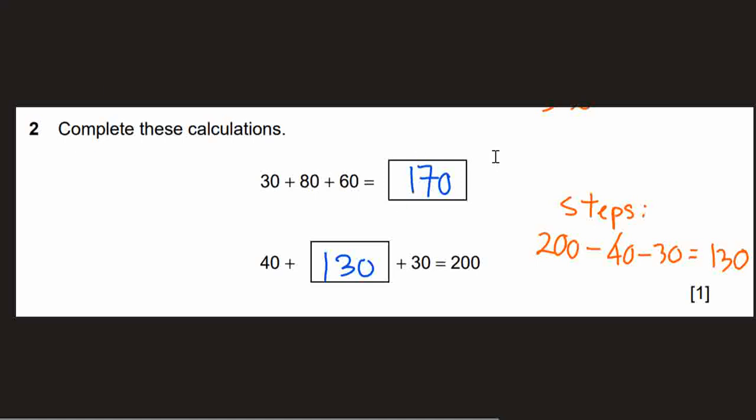Here's the answer. Do you get it correct? If yes, then congratulations.